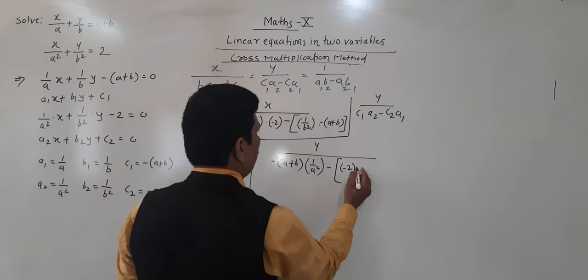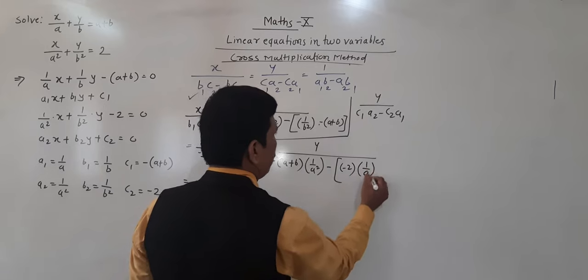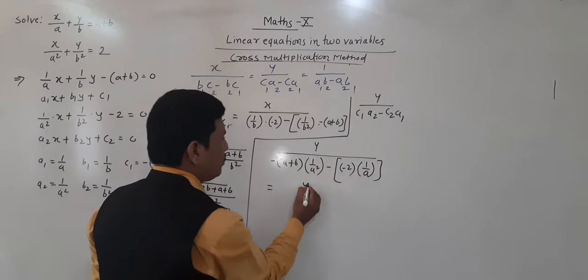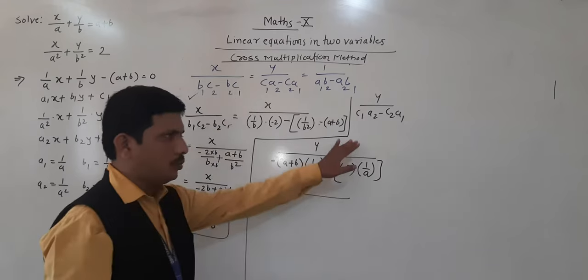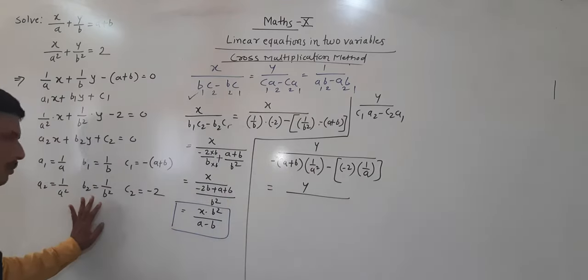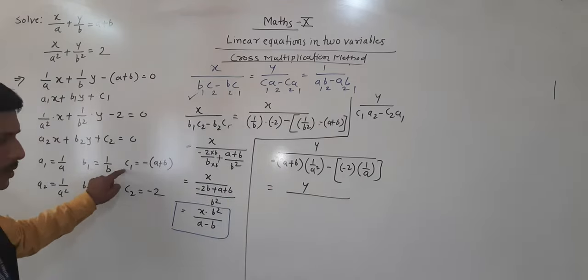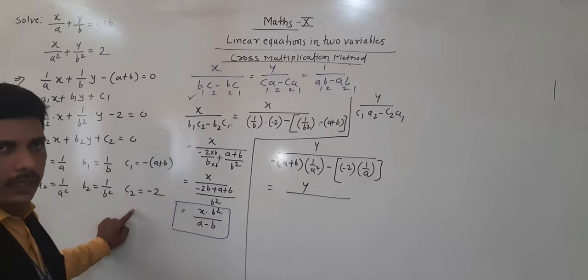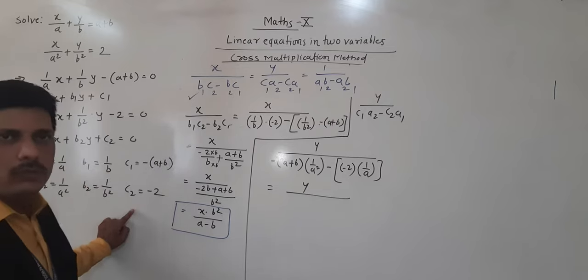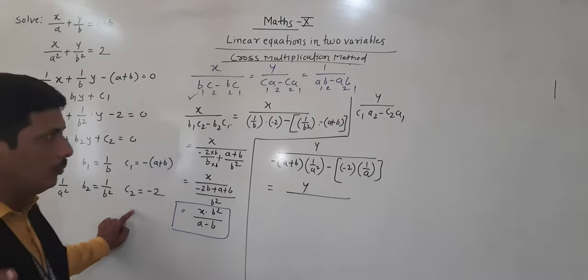A1 is 1 upon A. We can solve further by taking the values. We need to choose proper values. My mistake is, suppose instead of C1 you take the value of C2 at the place of C1, then the whole answer will be wrong. So we need to be alert.